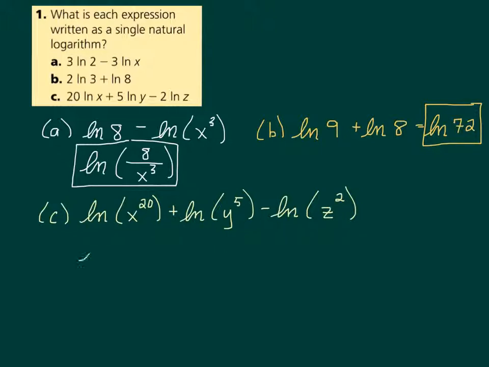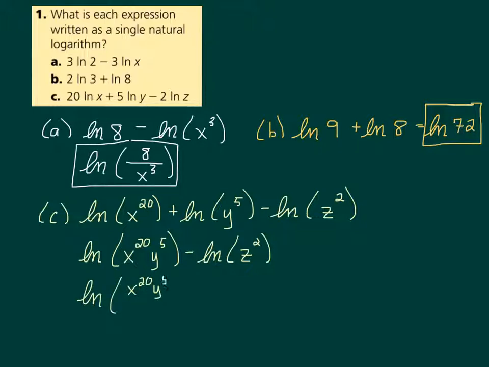So let's start with the product property. We get ln of x to the 20th, y to the 5th, minus ln z squared. Because this is addition, this must be multiplication. Now we have subtraction, which tells us this is the quotient property. So we have ln of x to the 20th, y to the 5th, all over z squared. And we are then finished with part C.